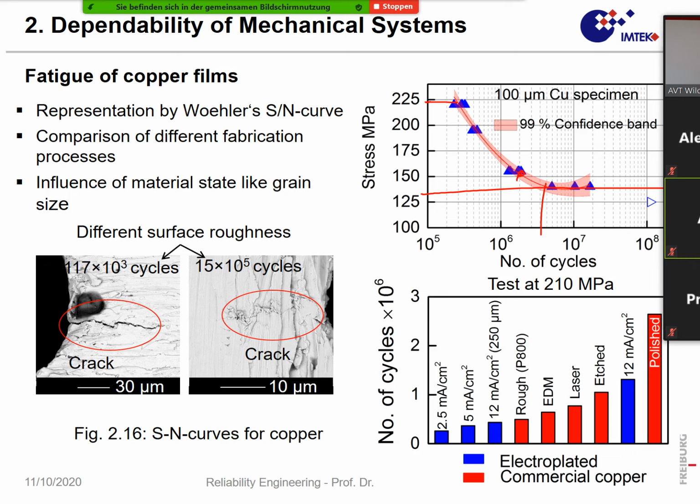Okay, again, the question: at a certain condition, let's say 150 megapascal, it would live for 2 million cycles, and we test for 1 million cycles. How much of the lifetime did we consume?